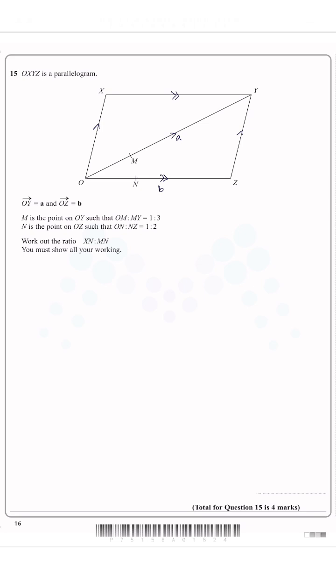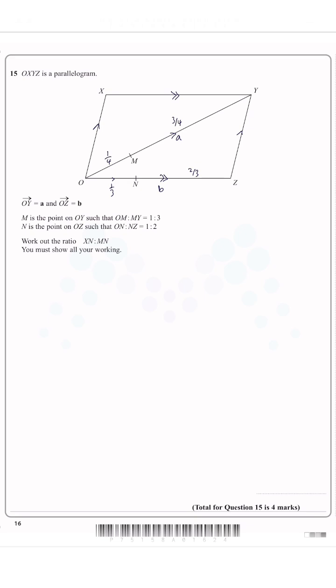M is a point on OY, so that OM to MY is 1 to 3. So I've got 4 parts in total. So this is 1/4, and this must be 3/4 of the part. And N is a point on OZ, such that ON to NZ is 1 to 2. So I've got 3 parts in total. So this part is 1/3, and this part is 2/3.